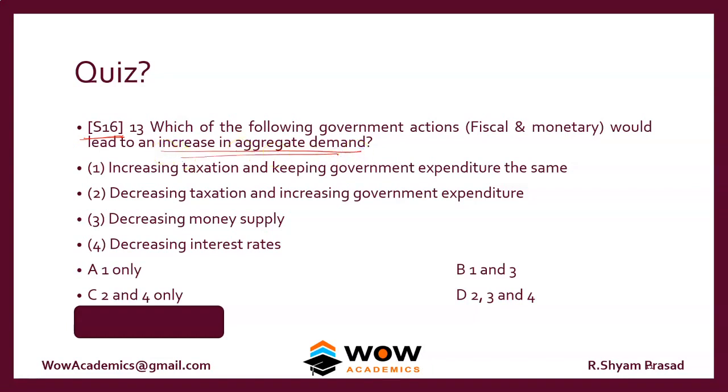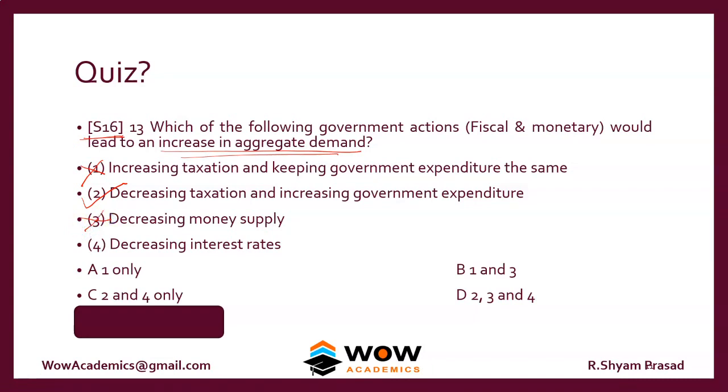Okay, so increase in aggregate demand means there's more money supply in the market, so that is the concept here. Increasing taxation, if you increase taxation, then money is withdrawn from the market, so that is a wrong choice. Decreasing taxation, yes, people have more money. Increasing government expenditure, yes, if government spends the money, then the citizens in the country will get that money. Decreasing money supply, no, our job is to increase the aggregate demand.